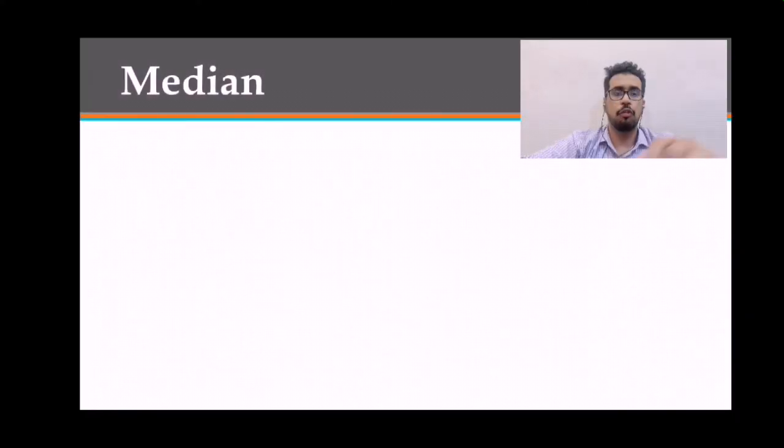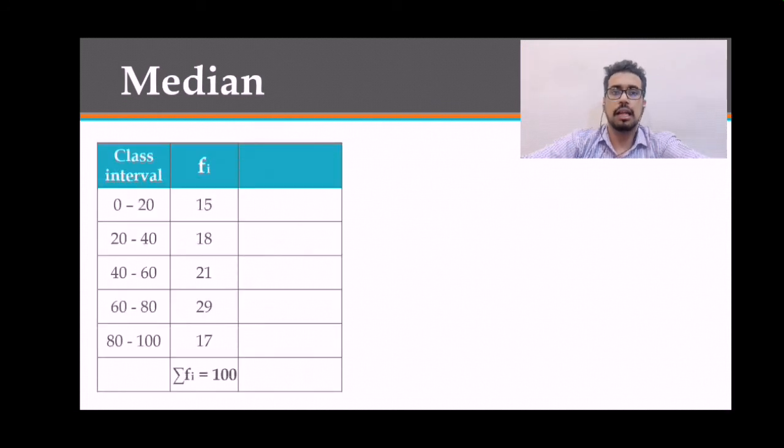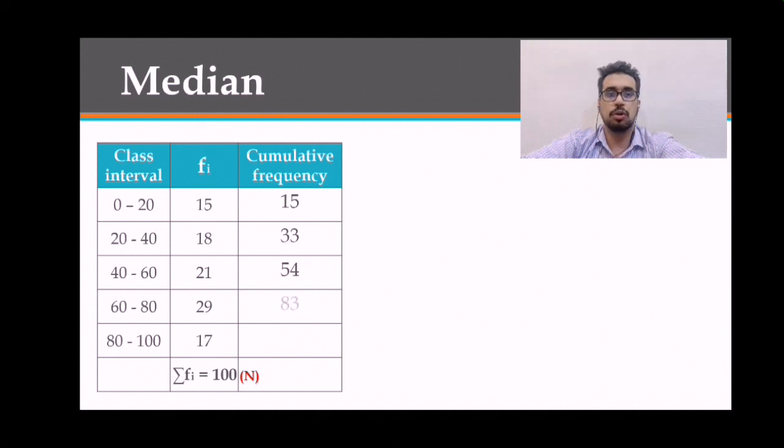Now let us look at how to find the median of the group data. Here is an example in which the class intervals and the corresponding frequencies are given. Here the sum of the frequencies is represented by the letter capital N. Here we find an additional quantity called cumulative frequencies. As the name suggests, the values are cumulative. That is, we add the frequencies up to a required level. The first value is 15 and the second value is 15 plus 18, 33, 33 plus 21 will give me 54 and so on.